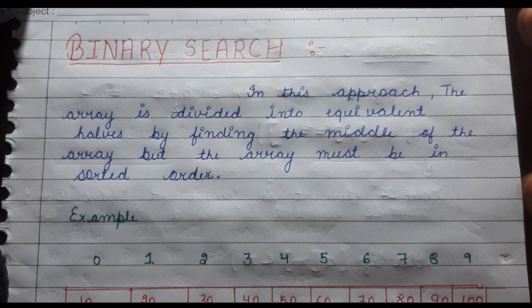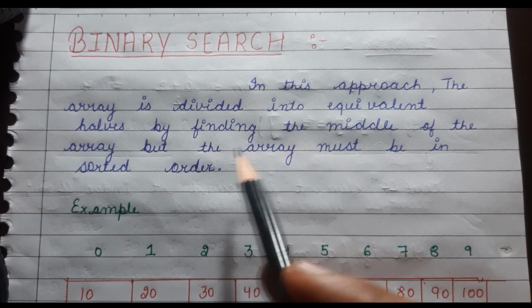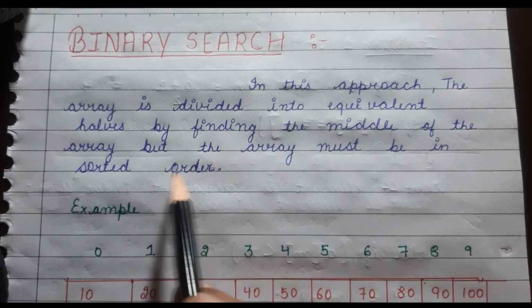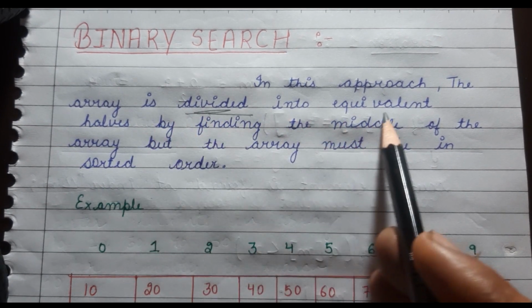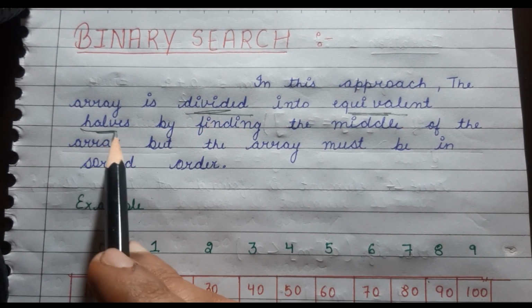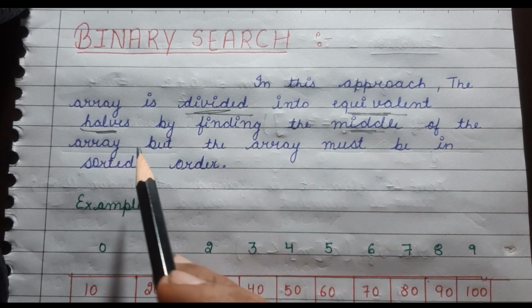So now we start the next technique, that is binary search. Now the thing is, in this approach we divide the array into two halves. The array is divided into two equivalent halves by finding the middle element of the array.